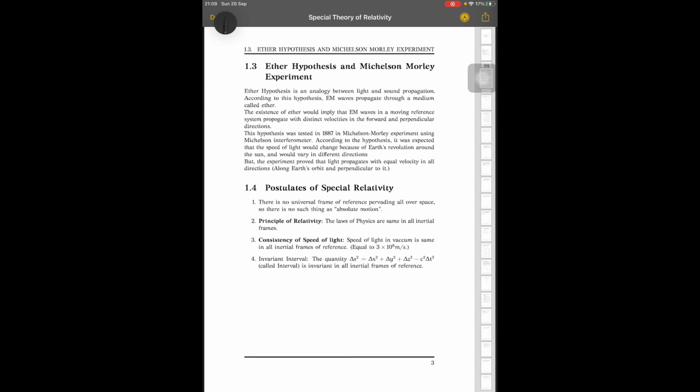The existence of ether would imply that EM waves in moving reference systems propagate with distinct velocities in the forward and perpendicular directions. This comes as a direct result of Galilean transformation. To understand this, let's say that a spaceship is traveling with speed c by 2 with respect to an observer, where c is the speed of light, and the observer is positioned at O. It ejects two beams of light, one in the direction of its motion and the other in the direction perpendicular to its motion.